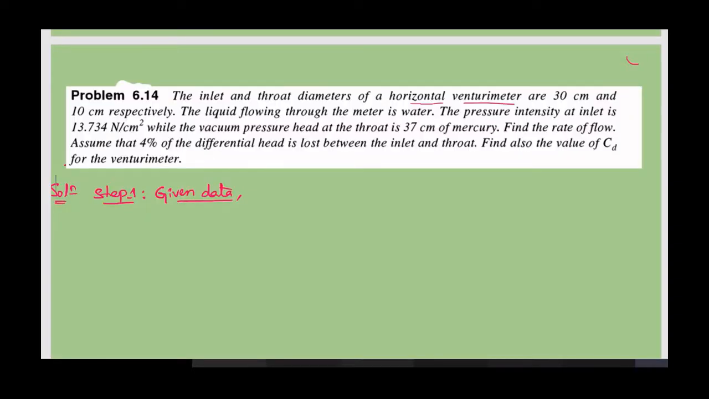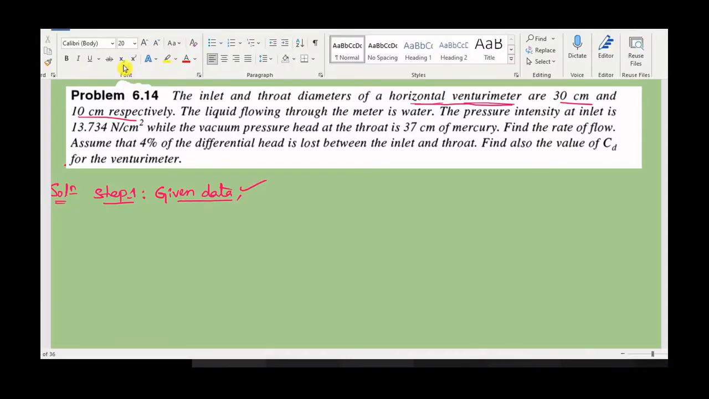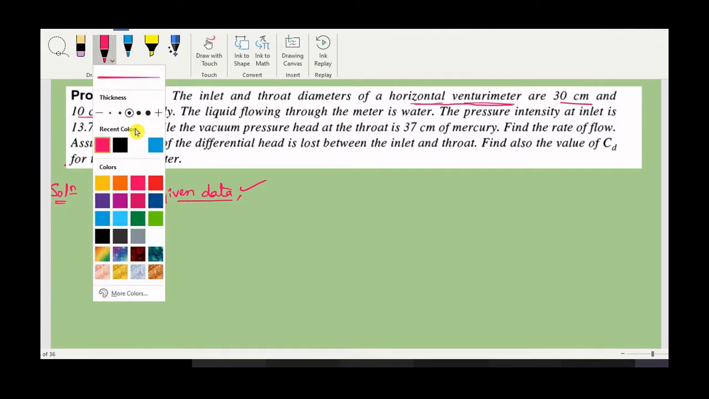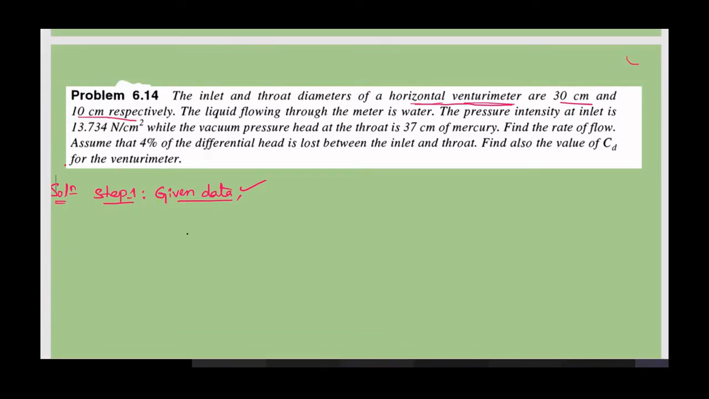The inlet and throat diameters of a horizontal venturimeter are 30 centimeter and 10 centimeter respectively. So now I will write the given data. Step number 1, given data. Let me take the black color. Yes, D1 is equal to 30 centimeter. Convert into meter, 0.30 meter.